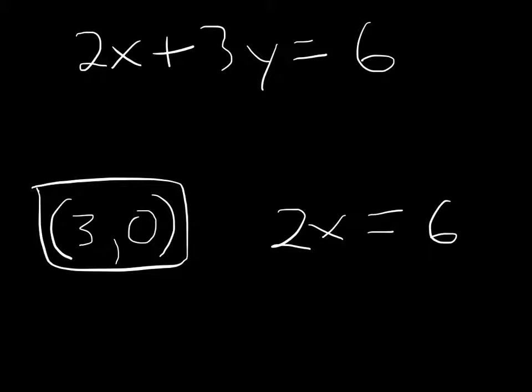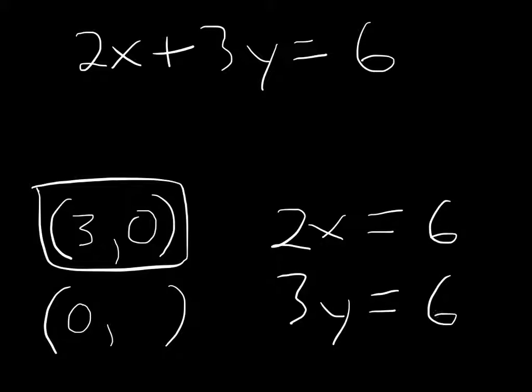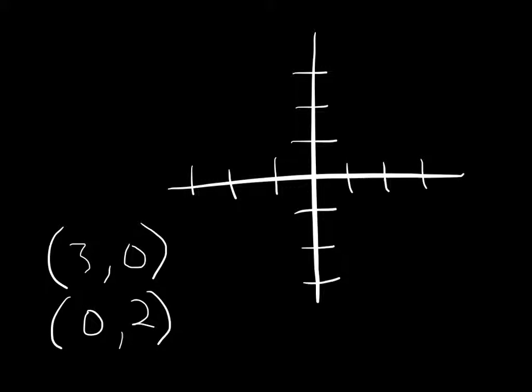Now we'll go ahead and solve for the y-intercept, and we'll make x equal to 0. Well, 2 times 0 is 0, so you end up with 3y equals 6. Divide both sides by 3, and you find out that the y-intercept is 2. Pretty easy, actually. The last step is actually graphing our points on a graph.